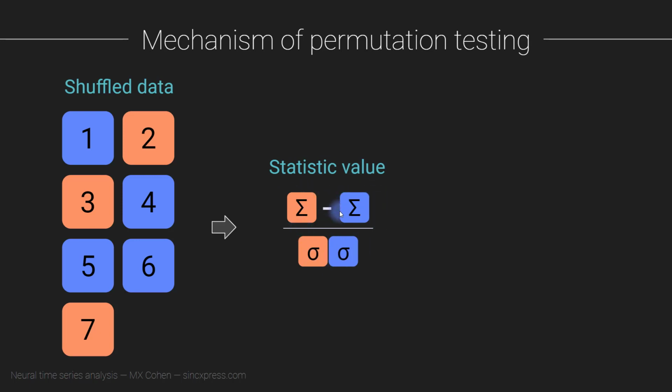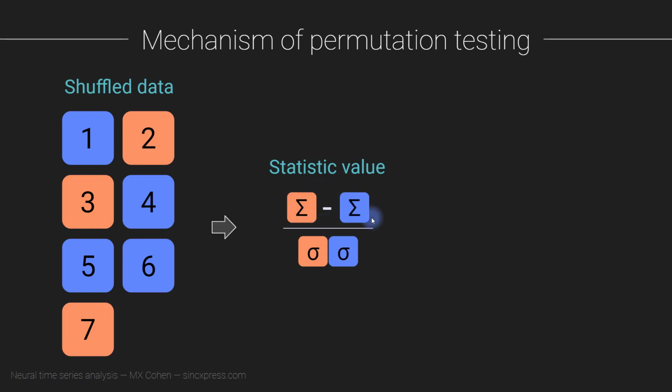Now here's the thing. What do you expect the value of this test statistic to be? You expect that this value will be zero because you've totally randomly assigned each data point to be in condition orange or condition blue. So the average of these should be about the same as the average of these, because this is just total random shuffling.